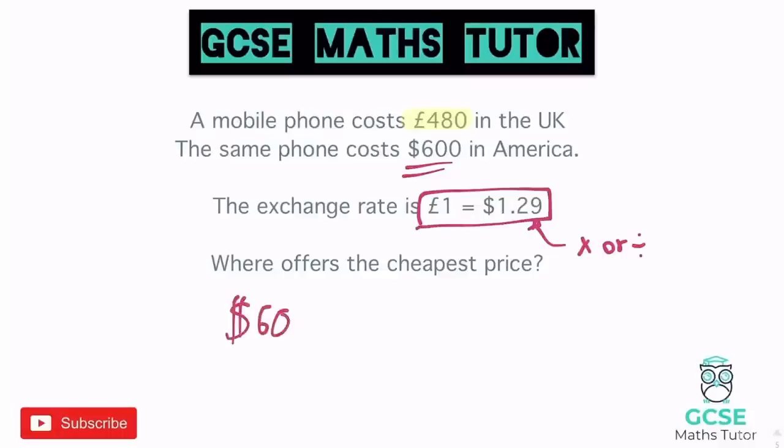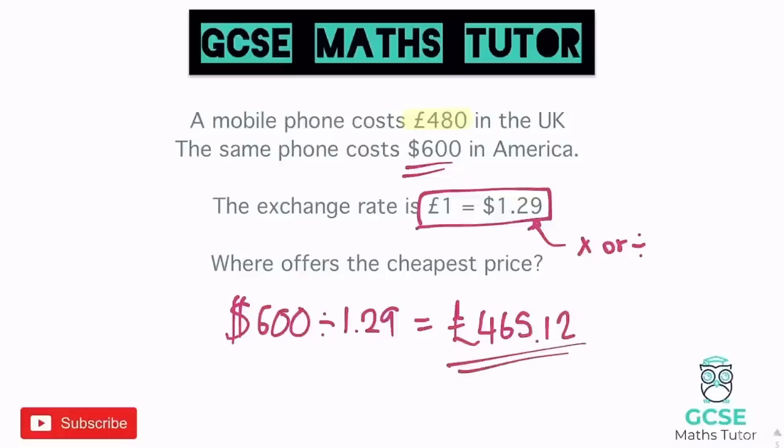So it's going to be 600 divided by 1.29. And we'll do that on the calculator. 600 divided by 1.29 gives us, not a very nice number here, £465 and 12p to the nearest penny. Now it doesn't matter about all the decimals after that, because at the end of the day we're looking at which offers the cheapest value, and as you can see there, £465.12 is cheaper than 480.